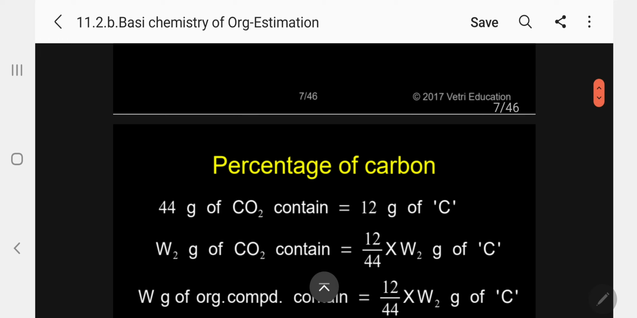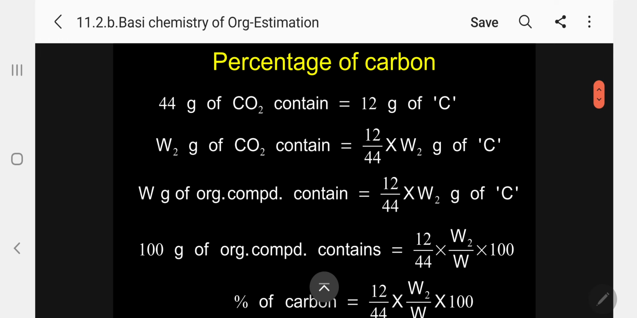Kindly follow. Next, the percentage of carbon from carbon dioxide. As usual, the molecular weight of carbon dioxide is 44. So let me start now. 44 grams of carbon dioxide contain 12 grams of carbon. Only one mole of carbon is there, and its molar mass is 12 grams. So W2, the amount of carbon dioxide formed, contains 12 by 44 into W2 grams of carbon.